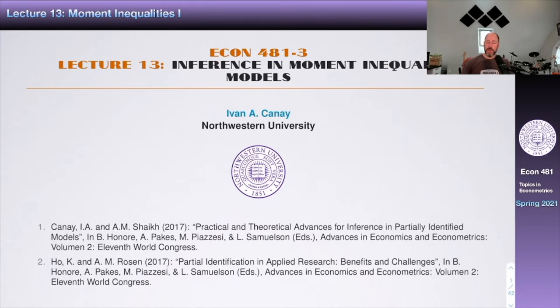The first one, which is the one that I'm actually going to cover, is the one that I wrote with Azeem Shaikh, which is mostly about theory. The second one, as I said, which was part of the same session, was intended to be more about applications, and that's what they do. I think the combination of the two papers gives you a good sense of the theory and the applications behind this.